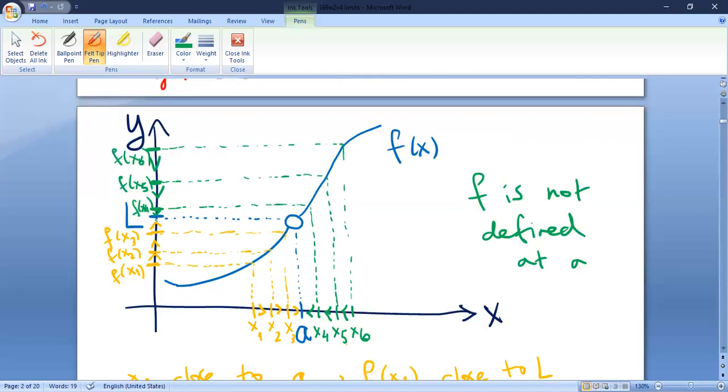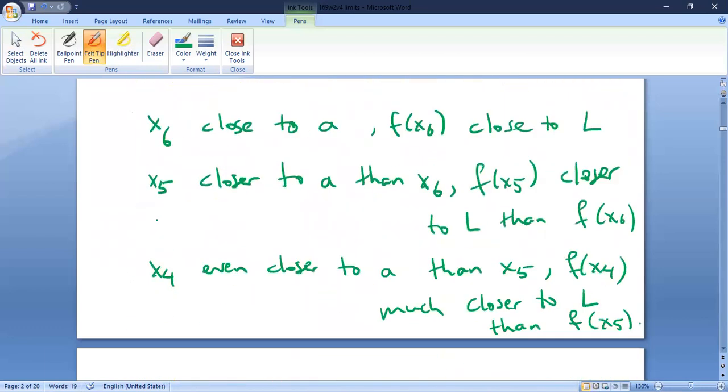We don't even need f to be defined at a, but we care about what happens to the output values of the numbers around a. When the inputs get closer and closer to a, the outputs of these inputs are getting closer and closer to this number L. If this happens from the left and right of a, and these outputs are the same output value, then we say the limit exists. This is the definition of the limit.